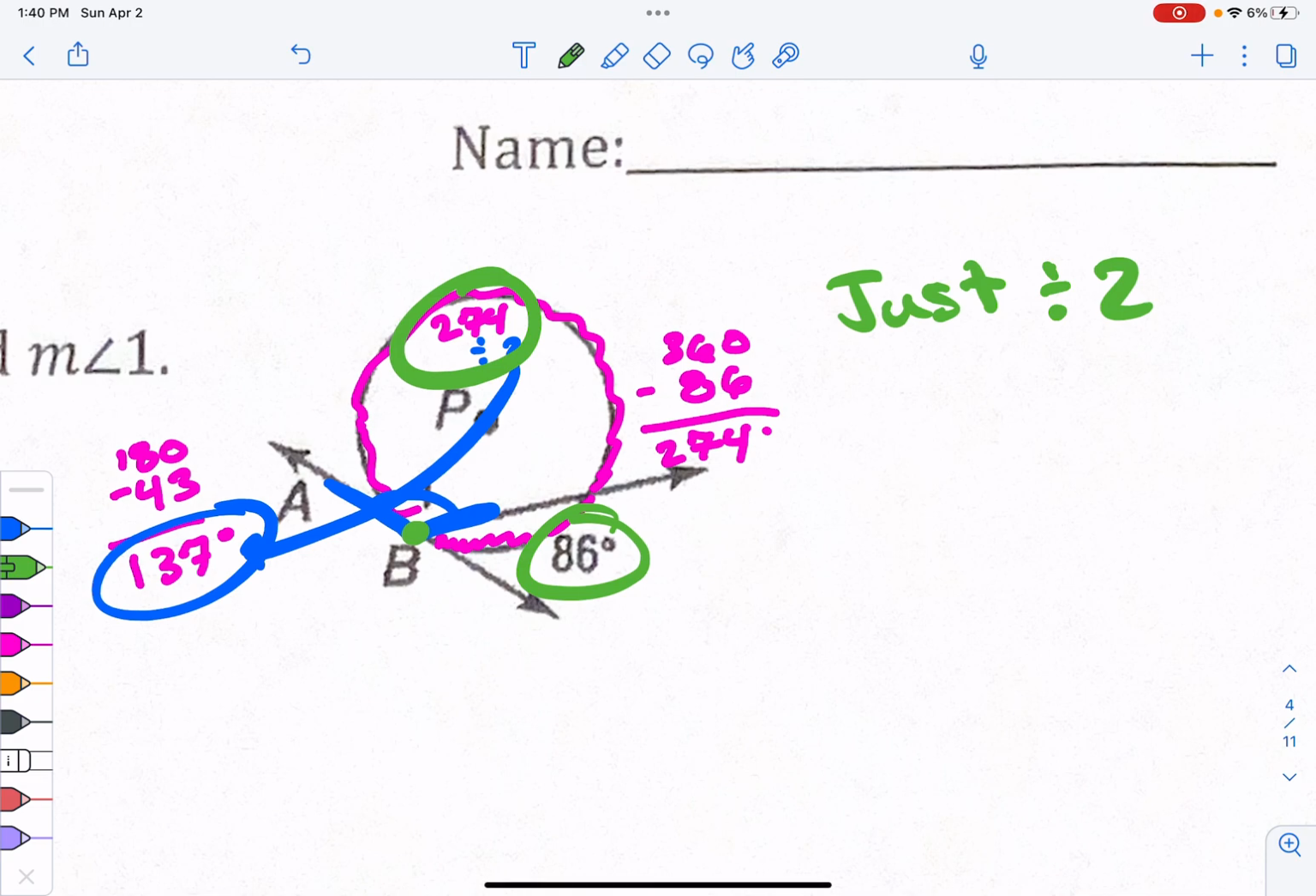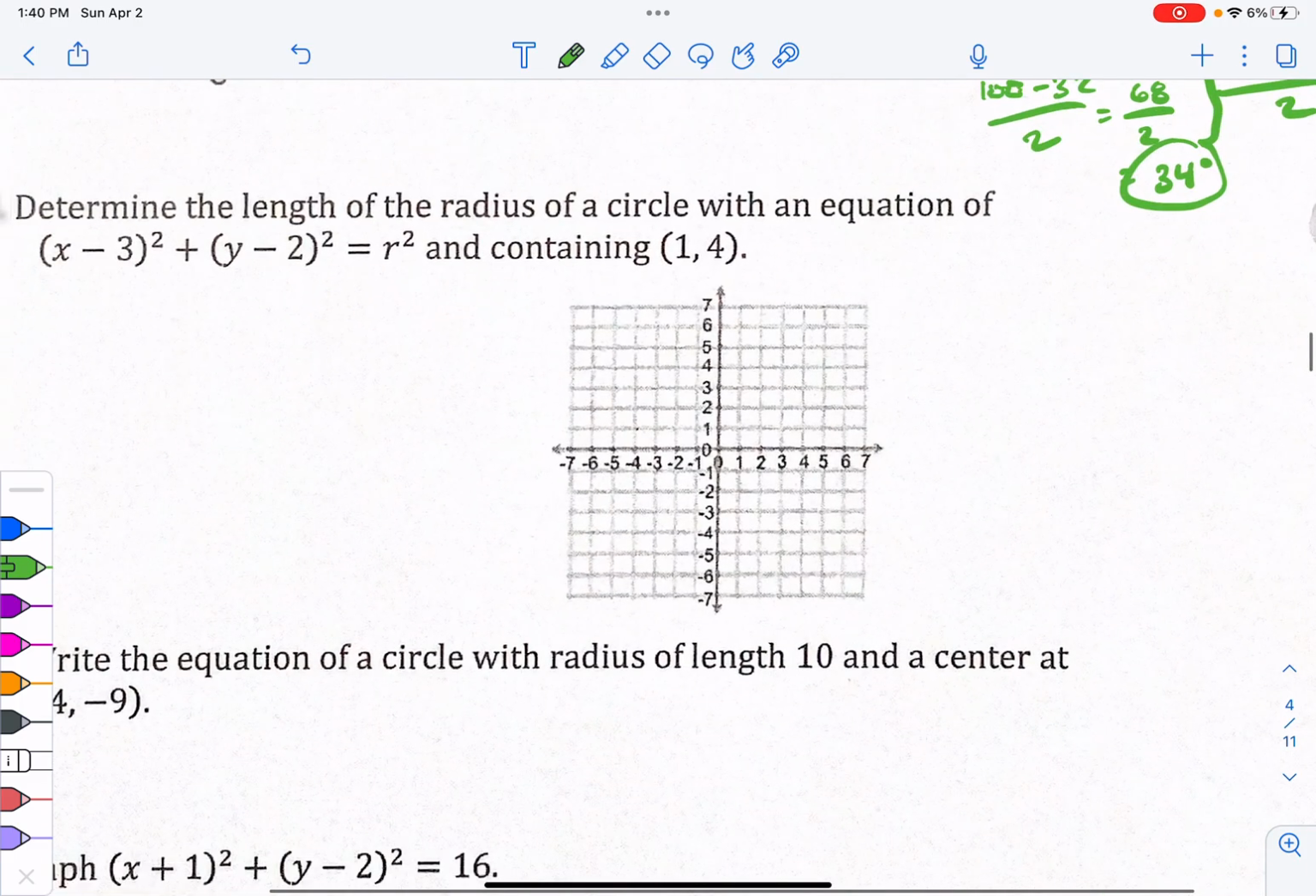You don't have to add them together, divide by 2 or anything like that. It'll just be divided by 2. Okay. All right, a couple more.